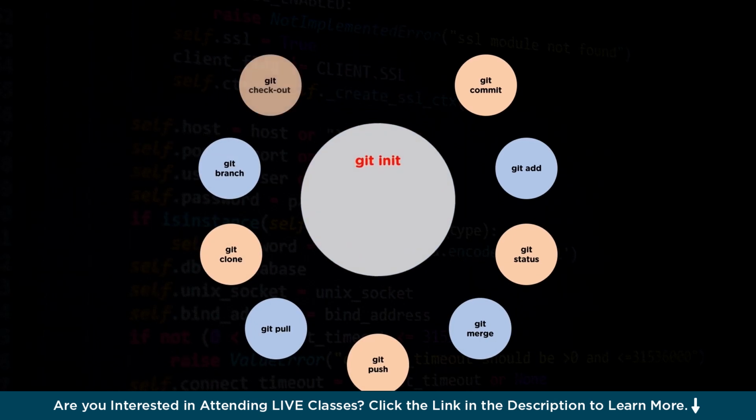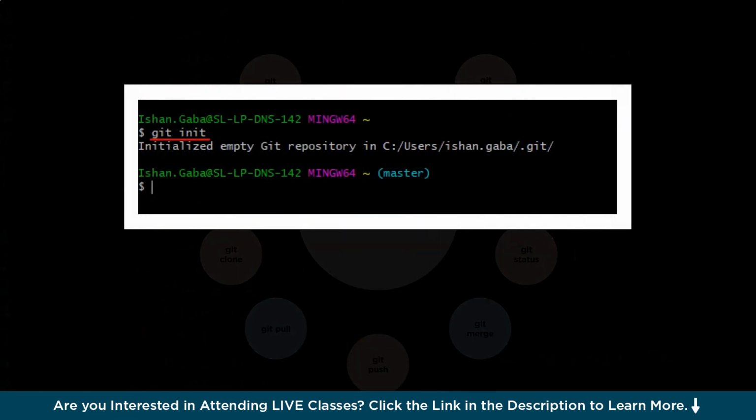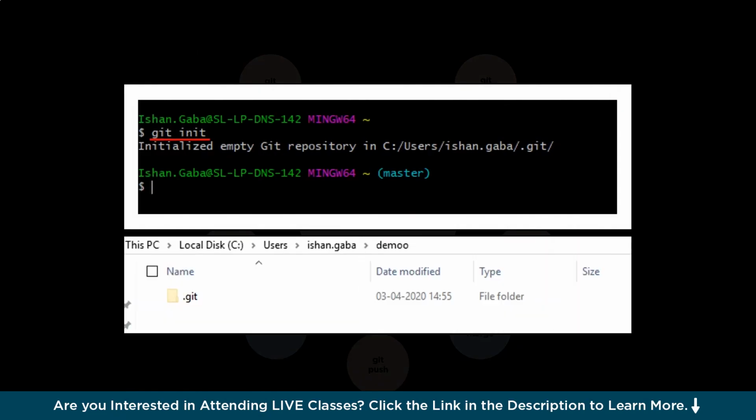The first command that we will see is the git init command. The git init command is used to initialize a blank repository. The command, when executed, creates a .git folder in the current working directory. The .git folder created will be a hidden folder, and that folder can only be seen by enabling the settings of viewing the hidden files. If we get into this folder, we will see a bunch of directories and configurations.